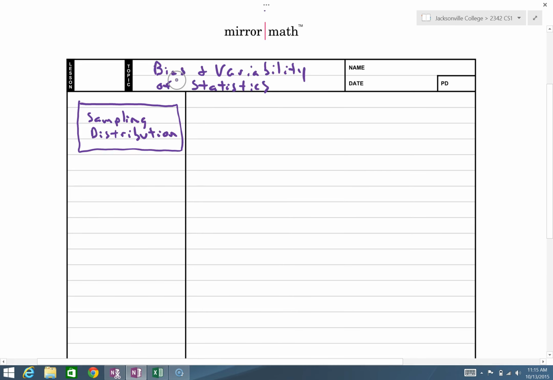In this video, we will be discussing bias and variability of statistics. Definition: sampling distribution. A sampling distribution is a distribution of all samples of some particular size.